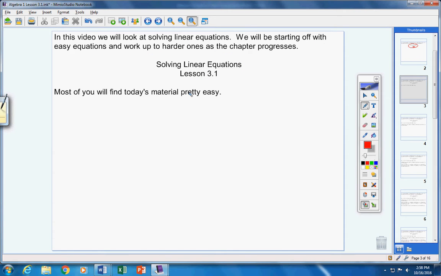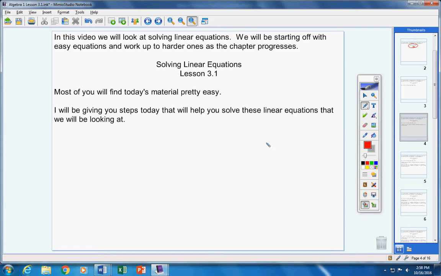Now, most of you will find today's material pretty easy, and that's encouraging to me, but it's also discouraging because as the equations become more and more difficult, students sometimes give up or get a little frustrated. There's really no need for that, okay? They're easy today, solving linear equations. And if you will stay up on the new material as we add more and more difficult equations, they will continue to be easy. Solving linear equations is not a difficult thing as long as you stay on top of your work and use the steps that I give you.